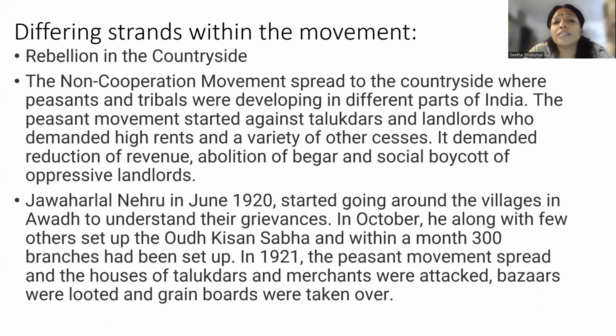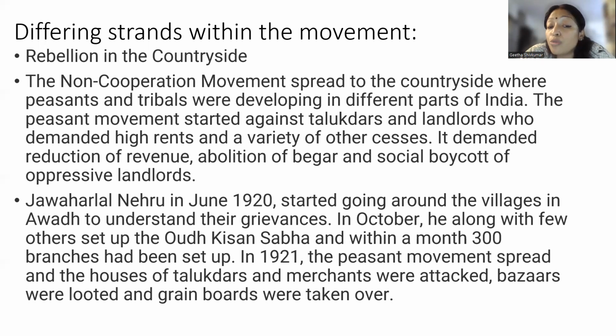While the Khilafat movement and other things were happening, movements also started spreading in the countryside, in the villages. The first movement we are going to talk about is the Awadh Kisan Sabha. The non-cooperation movement spread to the countryside, where peasants and tribals were developing movements in different parts of India. The peasant movement started against the talukdars and the landlords because of high rents. They demanded a reduction of revenue, abolition of begar, and a social boycott of oppressive landlords. So these were the three demands.